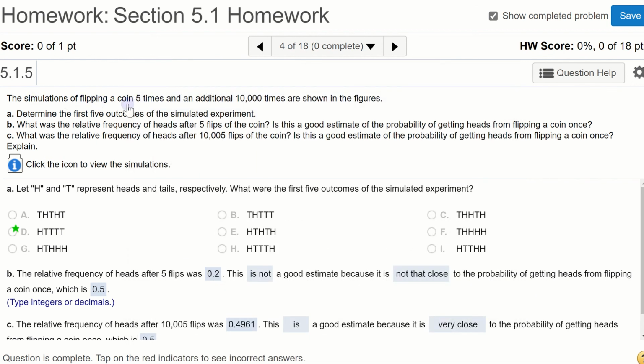The simulations of flipping a coin 5 times and then an additional 10,000 times are shown in the figures. Determine the first 5 outcomes of the simulated experiment. What was the relative frequency of heads after 5 flips of the coin? Is this a good estimate of the probability of getting heads from flipping a coin once? What was the relative frequency of heads after 10,005 flips of the coin? Is that a good estimate for the probability of getting heads from flipping a coin once?